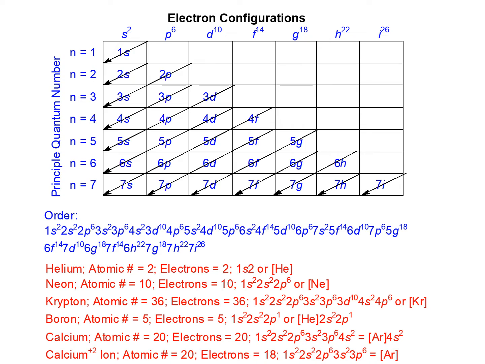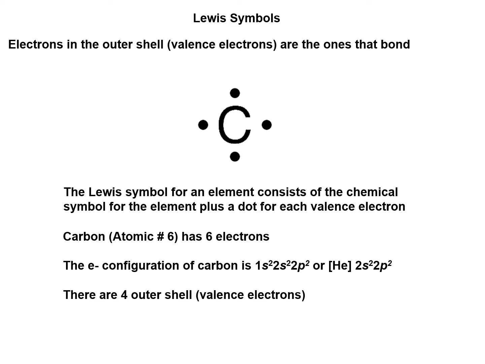So if we look at boron, helium bracket 2s2, 2p1, calcium, argon bracket 4s2, and calcium plus 2 ion is argon bracket. The reason for this is in the calcium 2+ ion, we remove 2 electrons. So you'll notice the 4s2 orbital is empty. So it just drops down to the 3p6, or argon bracket. Electrons in the outer shell are valence electrons. They are the ones that bond.